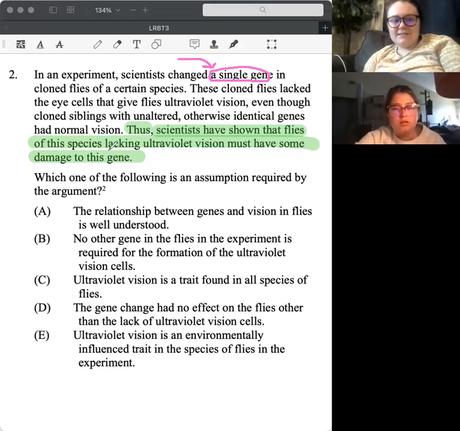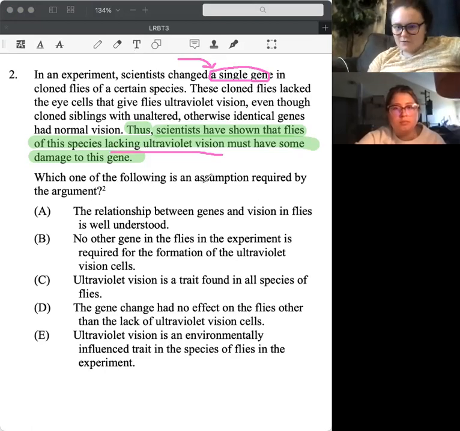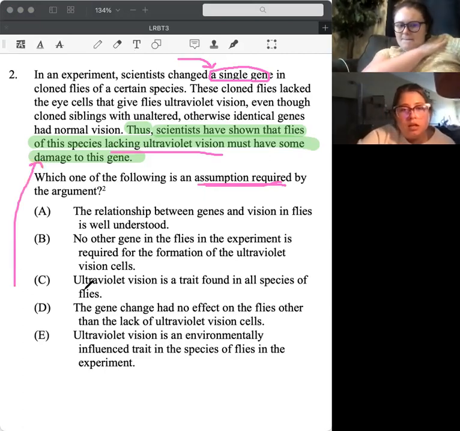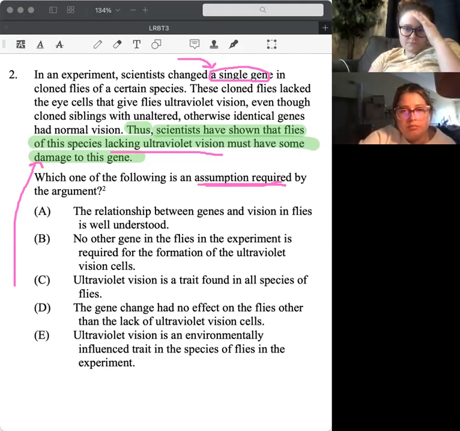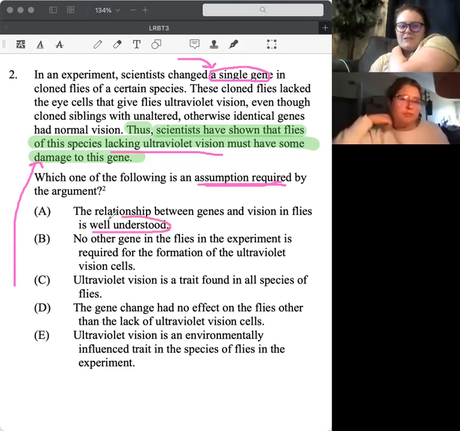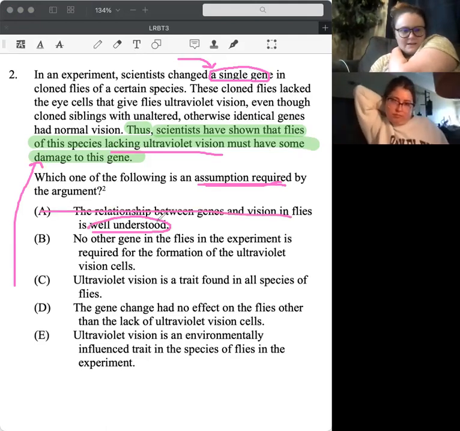Must have damage to the gene. Okay, so this is a necessary assumption question. So it's like what must be true in order for the conclusion to have a chance. Okay. So go ahead and start with A. The relationship between genes and vision in flies is well understood. Okay, I don't think that's necessary. It doesn't have to be well understood in order for there to be a relationship. Excellent.